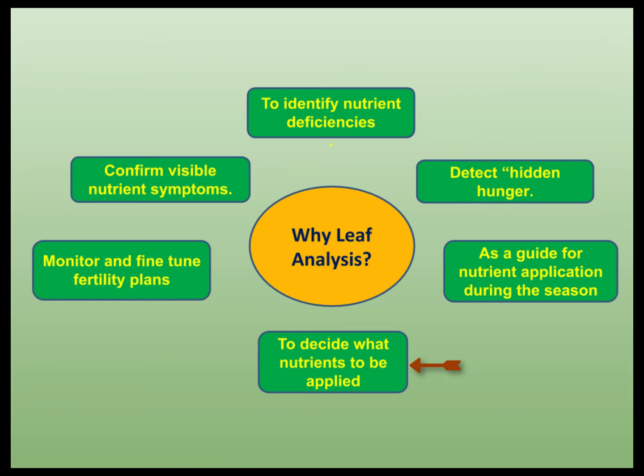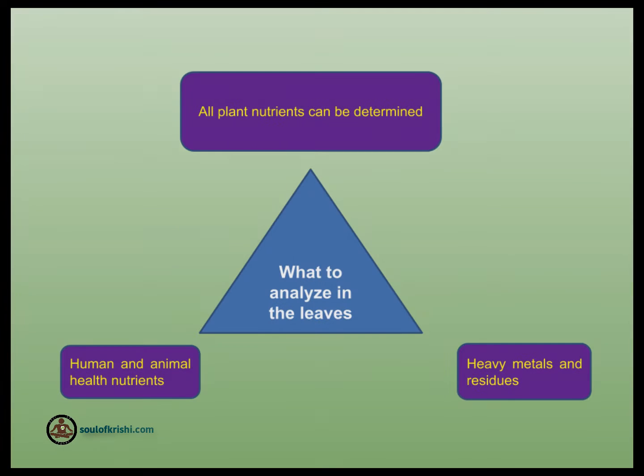It determines the availability of elements not tested for by other methods. Leaf tissue analysis tests all the factors that might influence nutrient availability and uptake. It also tells about the concentration of human and animal health nutrients and also the toxic pollutant heavy metal content in trees. Correct sampling gives you the best useful results.